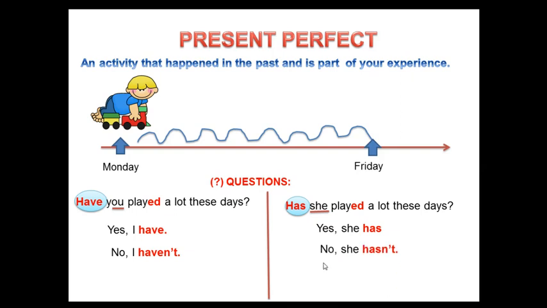Okay, kids. So these are the three types of sentences we can see in the present perfect. And that's all for this class, okay? In the next lesson, I will continue explaining more about the present perfect and some special words that we use for it. Remember, the present perfect is used to tell an activity that happened in the past and is part of your experience, okay? You can see this video as many times as you want to see the different types of sentences in the present perfect.